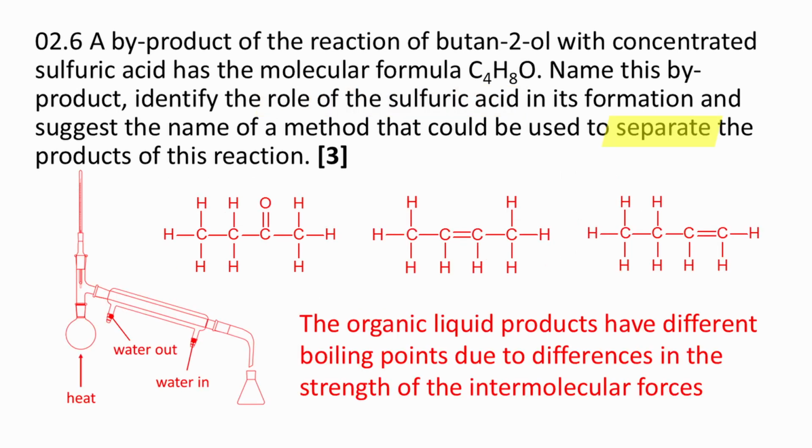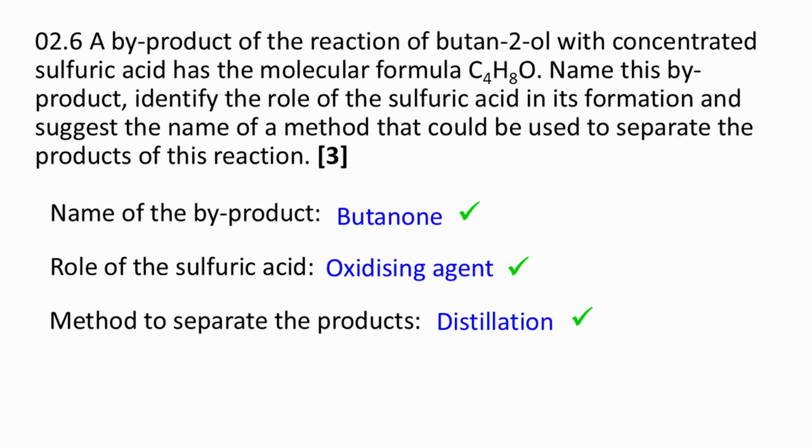To answer the final part of this question, we need to name the method that can be used to separate the products. The organic liquid products have different boiling points due to differences in the strength of the intermolecular forces. The most common method used to separate a mixture of organic liquids is distillation, and there's a diagram on the left hand side there to jog your memory. Don't forget you could be asked to draw a labelled diagram of distillation apparatus in your exams. The answers to this question are summarised here.